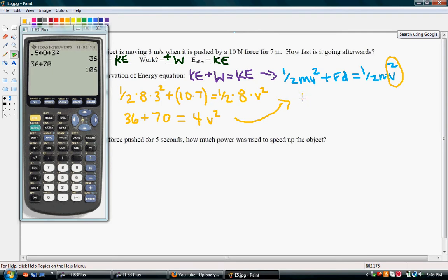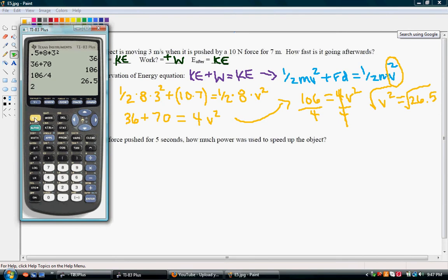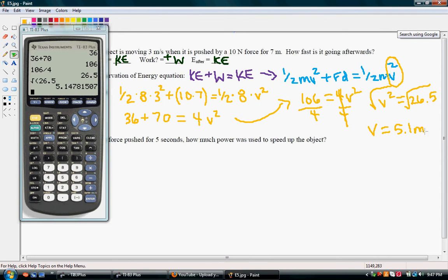So we end up with 106 equals 4v squared. So the next step that we have to take to solving for velocity is divide both sides by 4. This right side cancels out. 106 divided by 4 is 26.5. So v squared equals 26.5. And then we have to take the square root of both of those in order to find our velocity. So the square root of 26.5 is 5.1478. So we'll say 5.1. So our velocity is equal to 5.1 meters per second.